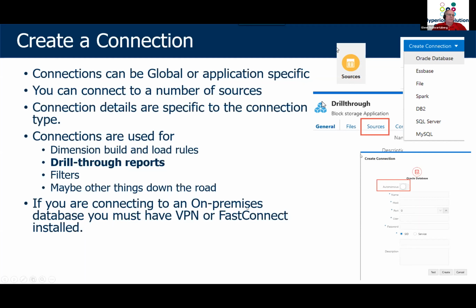Now, if I'm connecting to an on-prem database, I need to have either a VPN or FastConnect installed. If I'm doing this in OAC Essbase, I can't do a VPN, so I only have the ability to get to cloud databases or a database that you have made accessible to the world, which most people won't do.